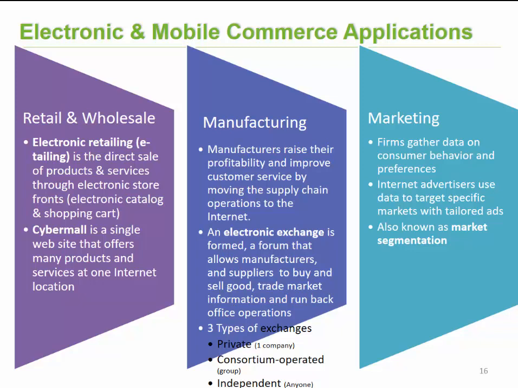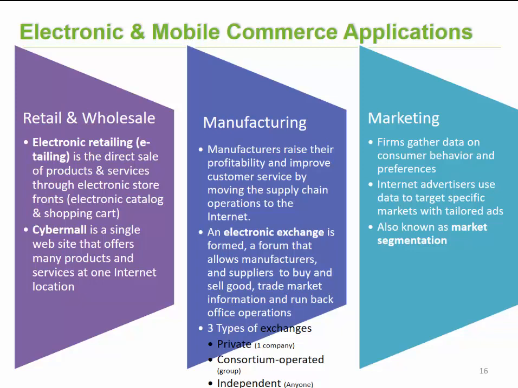The next category that uses mobile and e-commerce is manufacturing. Now, manufacturers typically raise their profits and improve customer service by moving a lot of the supply chain operations to the internet. Now, for supply chain, in the first topic we said, it usually contains elements such as inbound logistics, outbound logistics, warehousing, sales, marketing, customer services, etc. So all of those aspects will be taken to the internet.